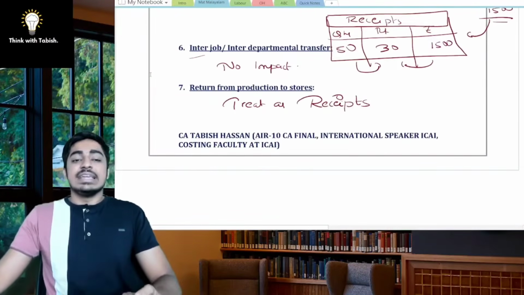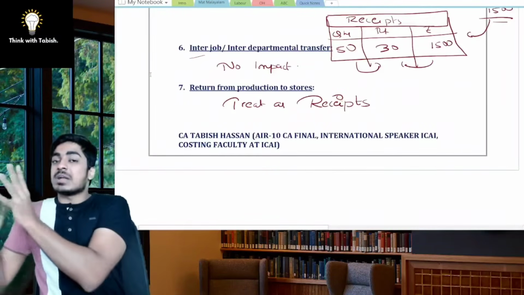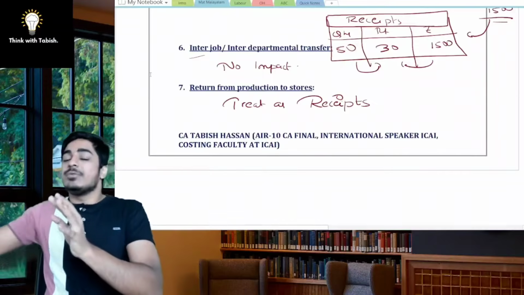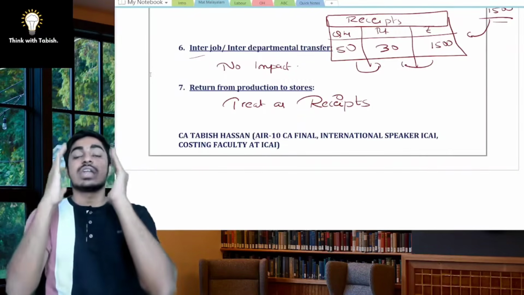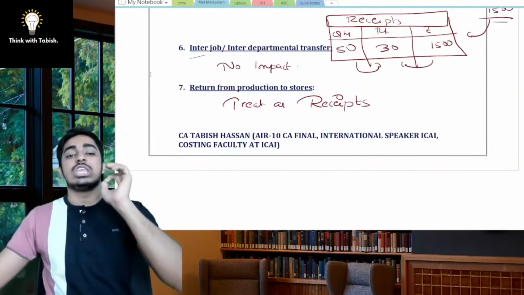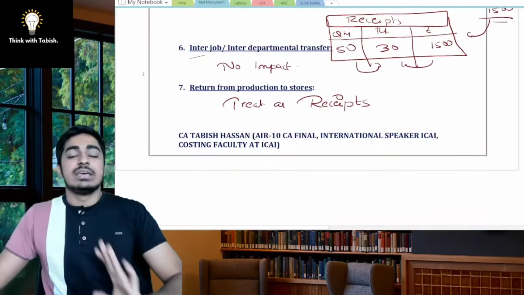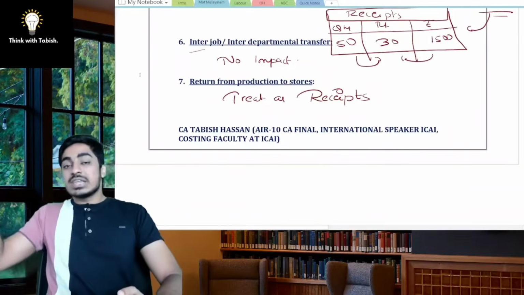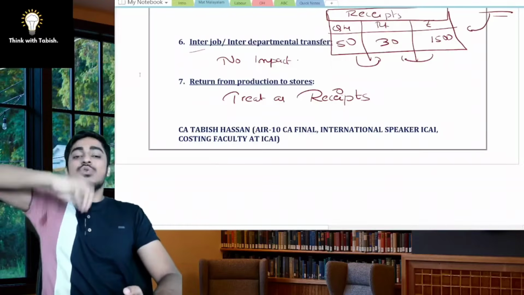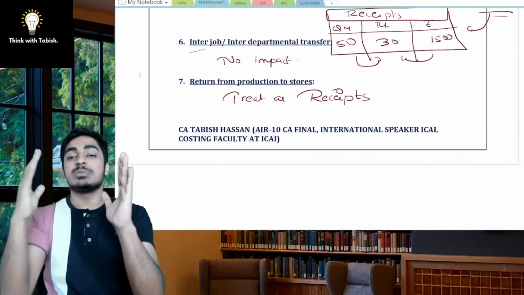Next, in case of inter-job or inter-departmental transfer, it is just happening between the production departments. The goods are nowhere coming to the stores. So there will be no impact in the stores ledger. Next, if goods are returned from production department to stores department, in stores, what is happening?